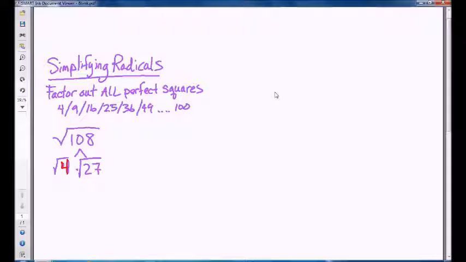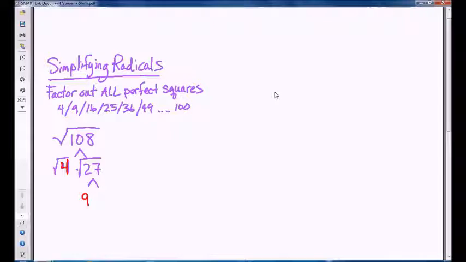4 is my perfect square. I'm done with that. So now I look at 27, and I ask myself, does 27 have any perfect squares? And I start with 4. Is 27 divisible by 4? No, it's not. And so I move to my next perfect square, 9. Is 27 divisible by 9? Why, yes, it is.